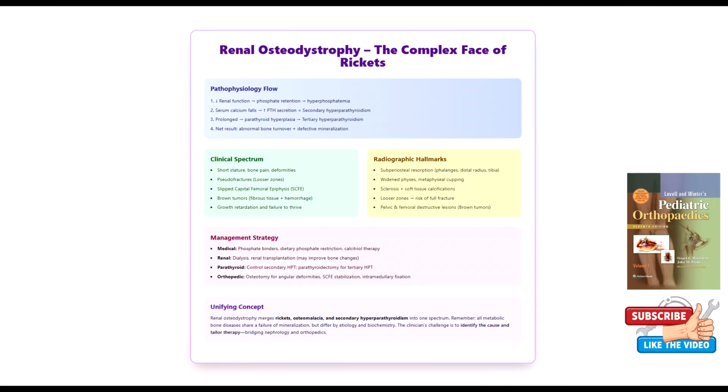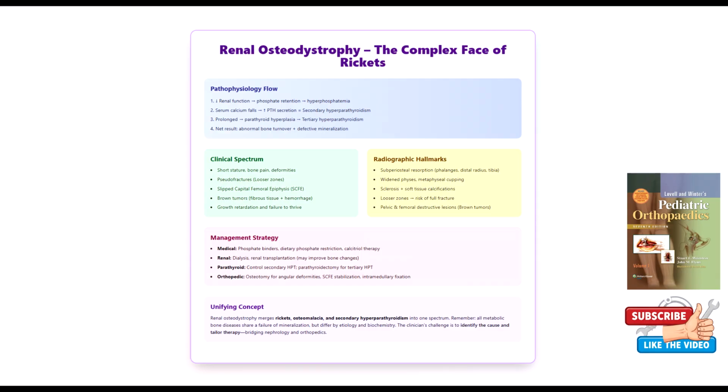When you approach the treatment, it is not enough to think only in orthopedic terms. You must remember the underlying renal and endocrine disturbances. Management involves a combination of dietary phosphate restriction, phosphate-binding agents, often calcium-based, and vitamin D therapy, specifically calcitriol, the active form, which helps suppress secondary hyperparathyroidism and improves mineralization.